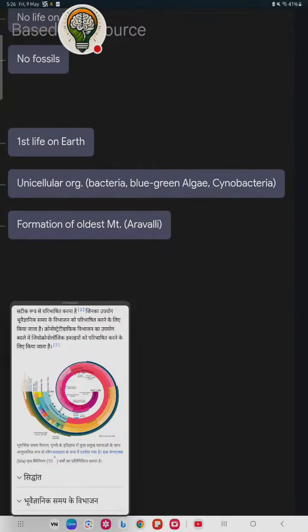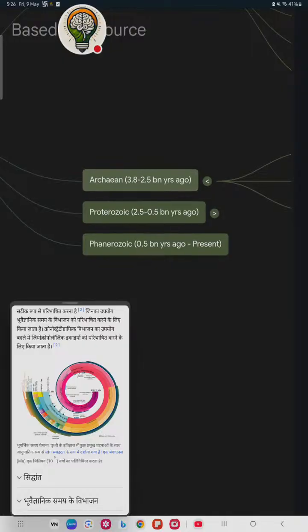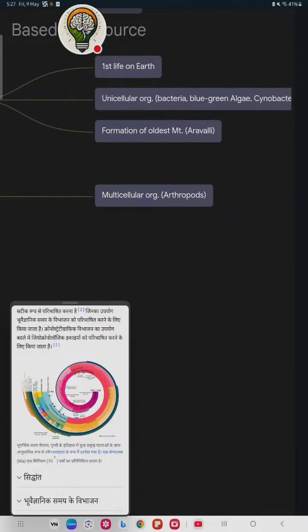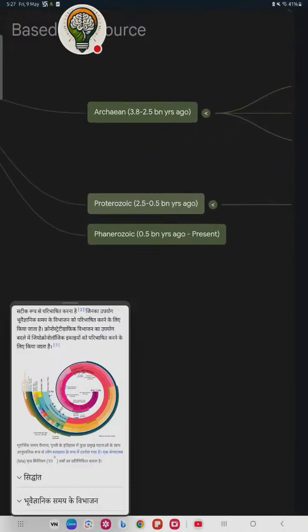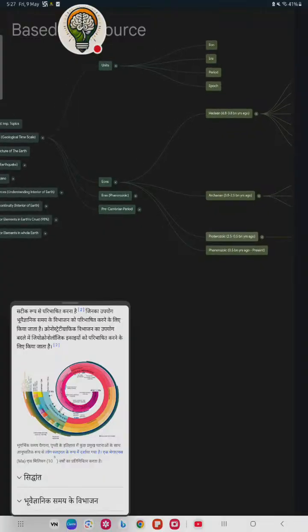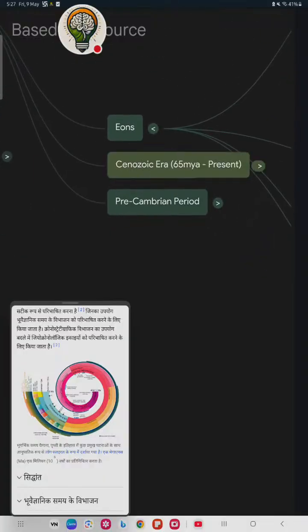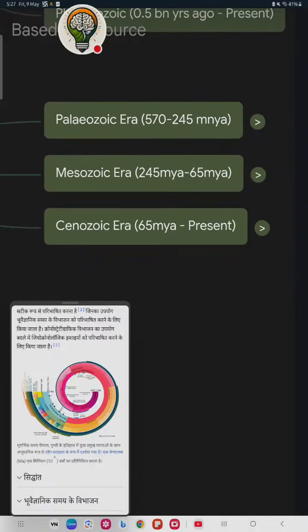blue-green algae and cyanobacteria, and formation of the oldest mountain, like Aravalli. Then the Proterozoic, where we have multicellular organisms like arthropoda. And the present eon is the Phanerozoic. Then the eras, so in the Phanerozoic there are eras.